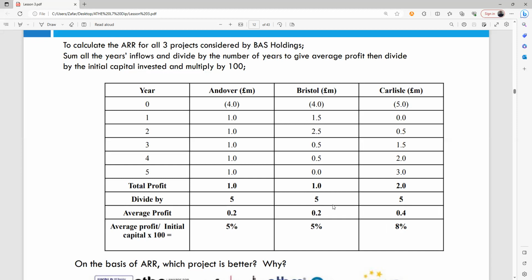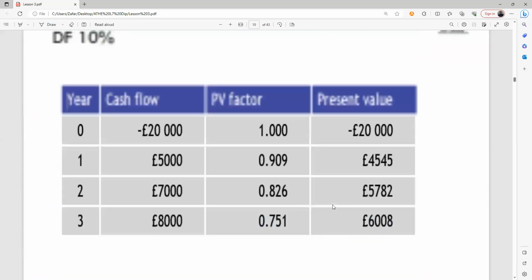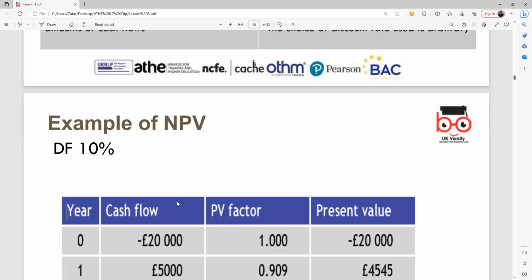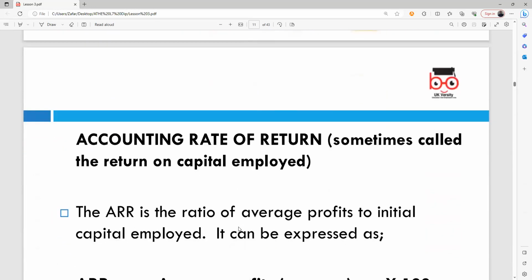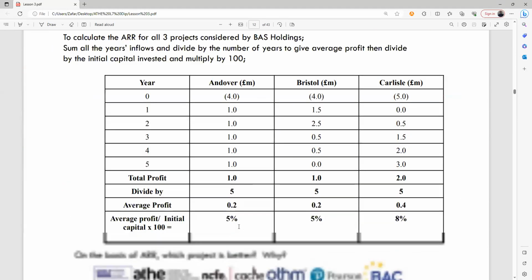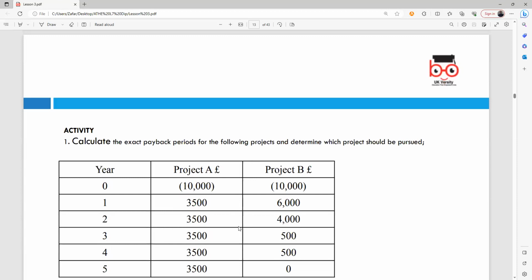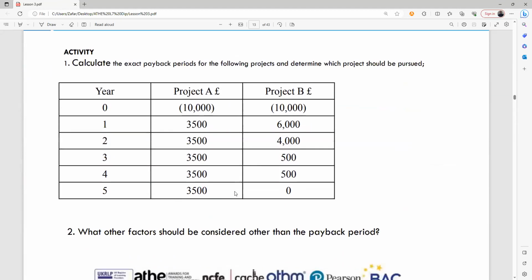So we looked at the payback method, number 1, which is very simple. We looked at the discounted cash flow, which takes into account the future value of cash in present value. This is multiplied by the present factor. Third one is we looked at the average accounting rate of return, and that takes into account. And this is an activity that you can calculate when you have the time, please. It looks at the exact payback period.